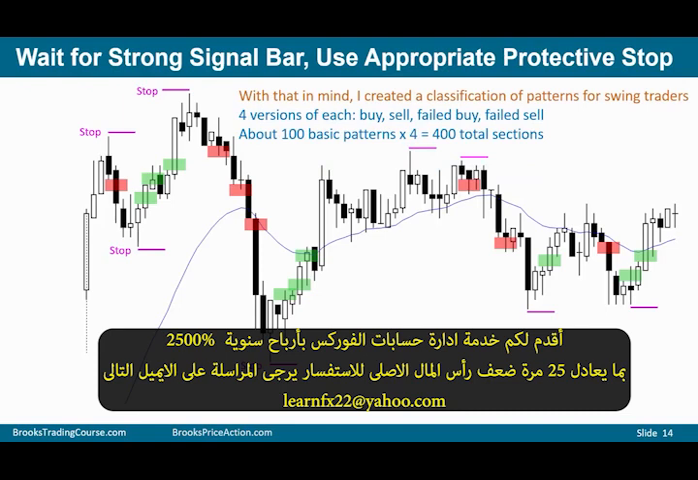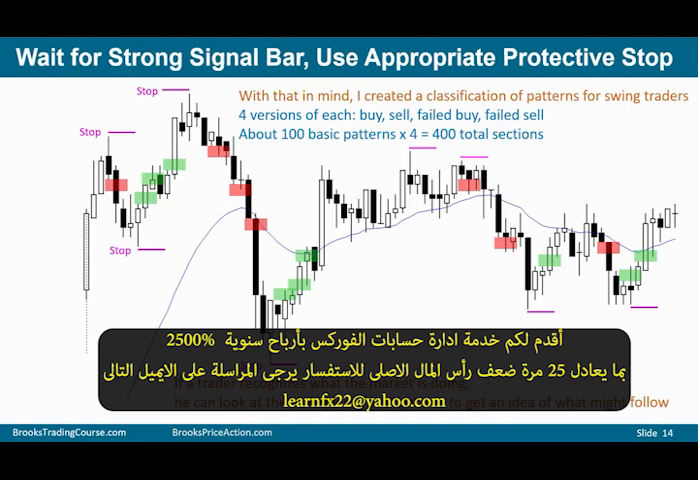As I said, I created a classification of patterns for swing traders, and there are 4 versions of each. There's a buy pattern, a sell pattern, and then a failed buy and a failed sell. And I have about 100 classic patterns, and that means I have about 400 total sections in my series of PowerPoints. This is not part of the Brooks Trading course, but people who have the Brooks Trading course can buy access to these slides. And I keep adding to the collection every day. And right now, I probably have well over 2,000 slides, maybe 2,500 slides, multiple examples of each of the patterns.